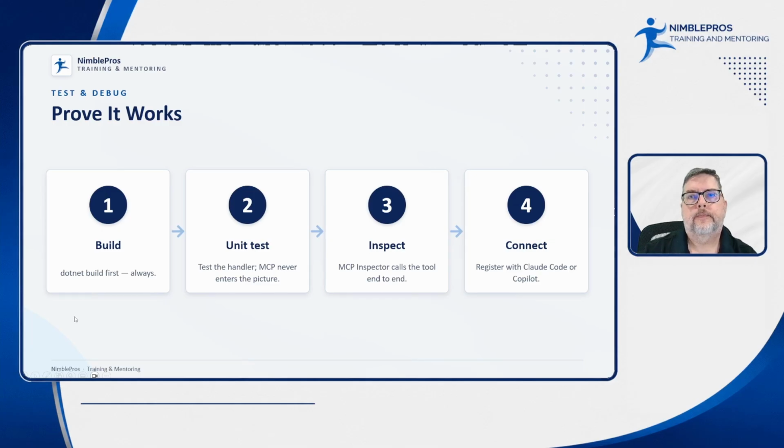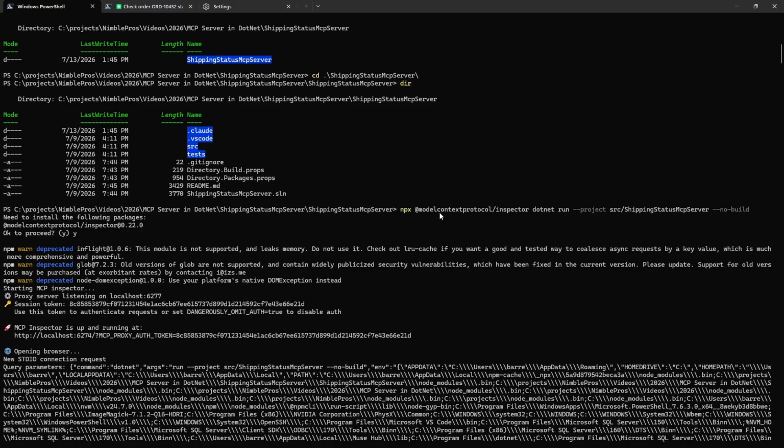So one of the tools that you can use to test with, here we go. There is an inspector tool that you can run for testing locally with your .NET MCP projects. What you would run from the command line is npx model context protocol /inspector, and then you tell it where to find your MCP project. But the critical part is this no build parameter.